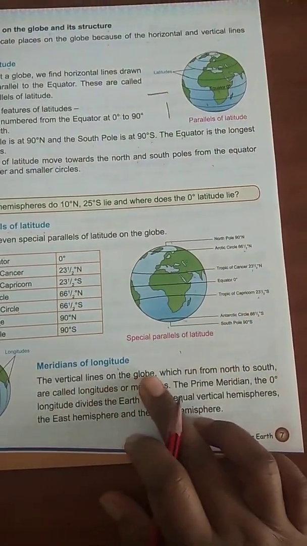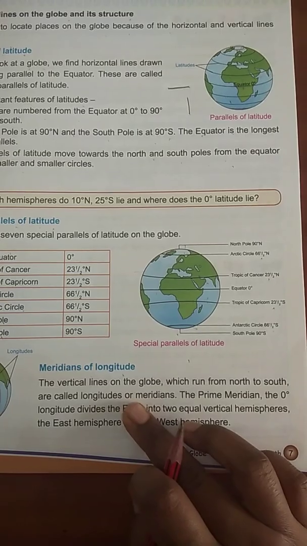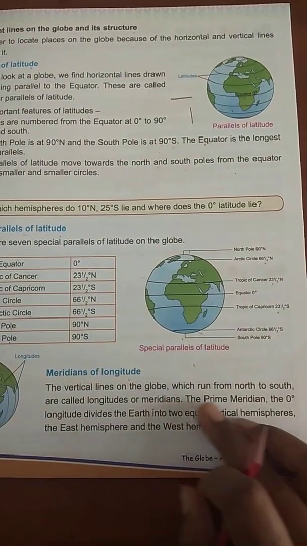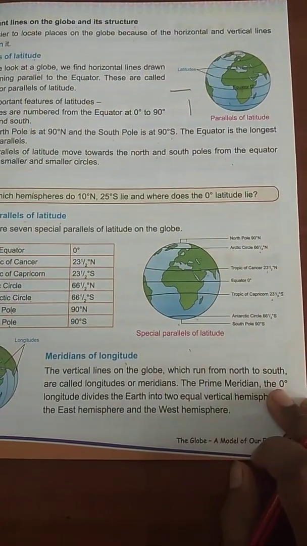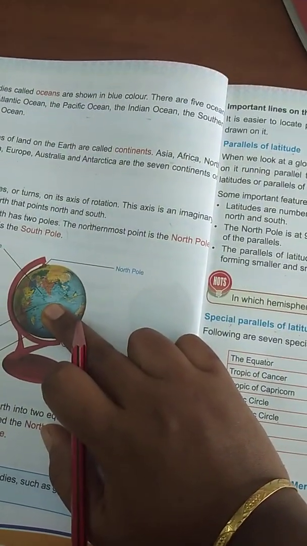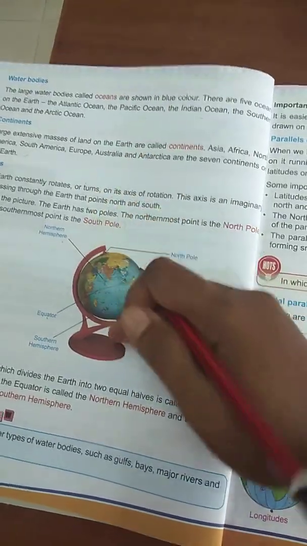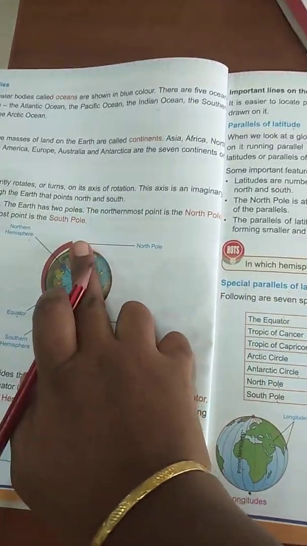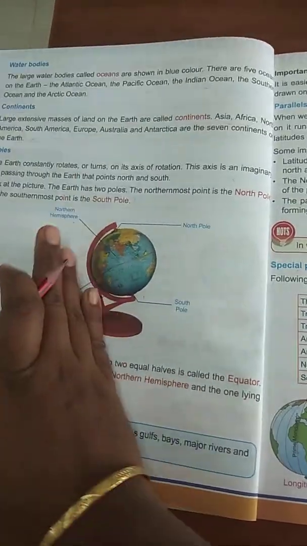The vertical lines of the globe which run from north pole to south pole are called longitudes or meridians. The prime meridian is at 0 degree longitude, which divides the earth into two vertical hemispheres. As I said, the equator divides the earth into two equal halves like this. Now the prime meridian is dividing the earth into two equal halves like this.